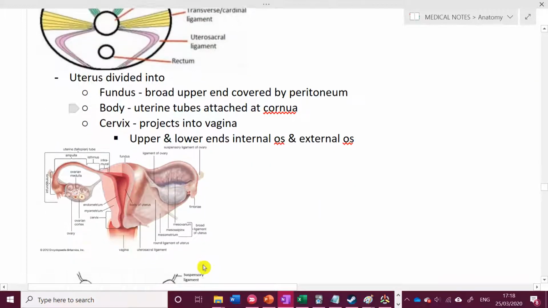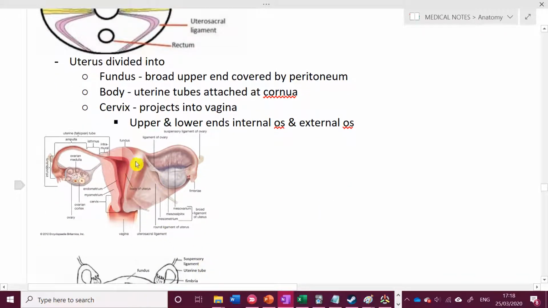So let's have a look at the uterus now. The uterus is divided into a fundus at the very top. It's a broad upper end covered by peritoneum. And then the body in here, the body of the uterus, where the uterine tubes are attached at the cornua.